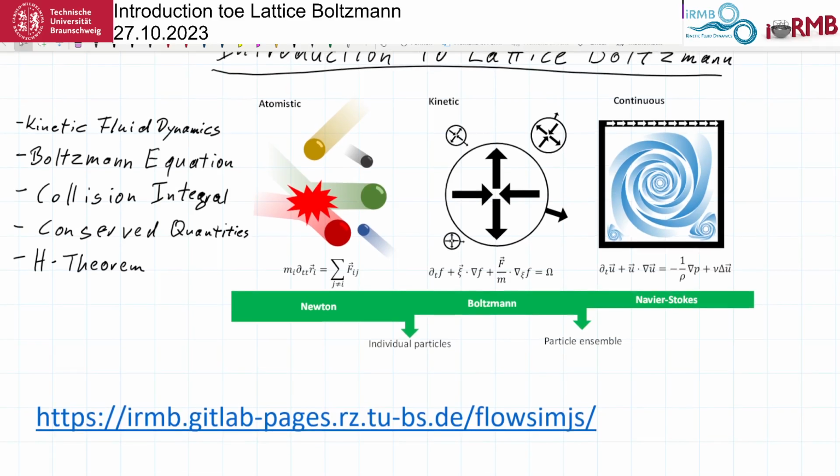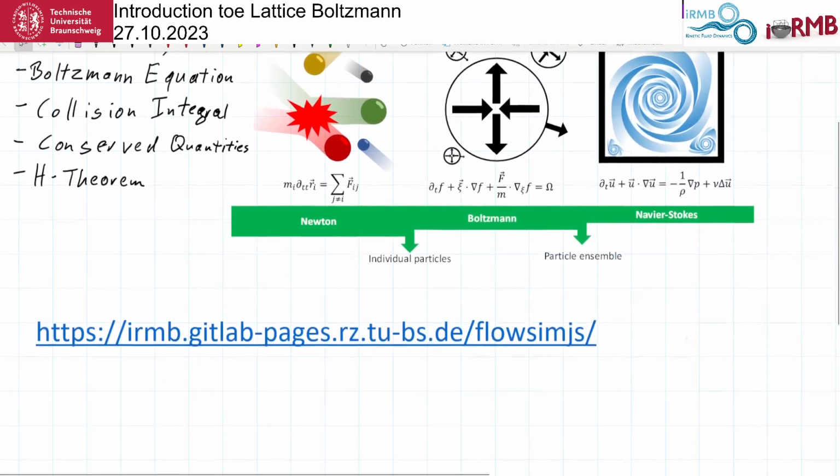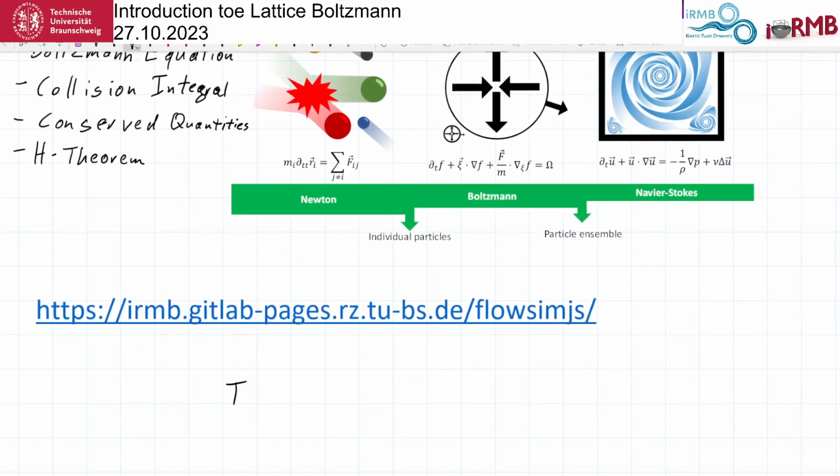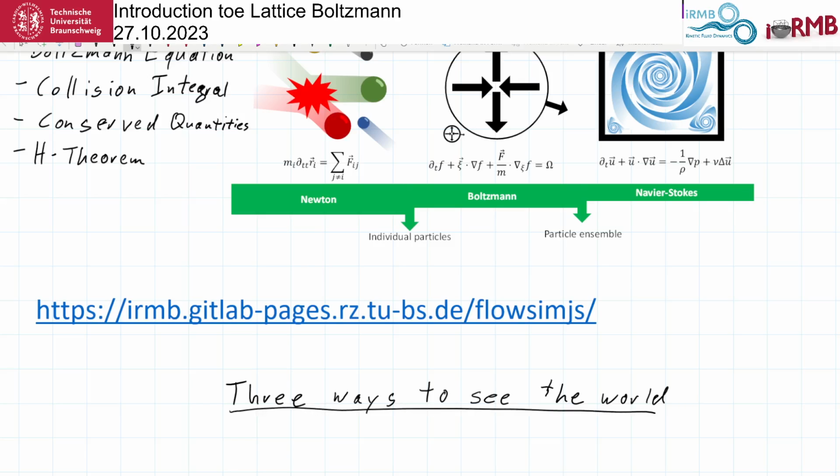So, I have this teaser here with the three different ways to regard the world. There is an atomistic, a kinetic, and a continuous view. And now we start with our lecture. I'll write it a little bit simpler. Three ways to see the world, or to describe the world, trying to understand the world.